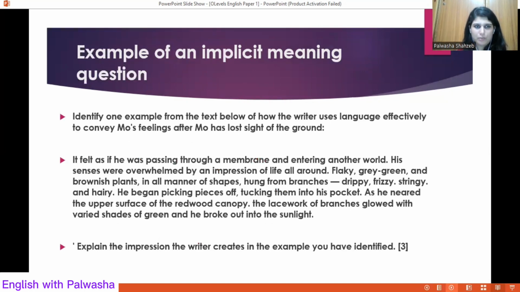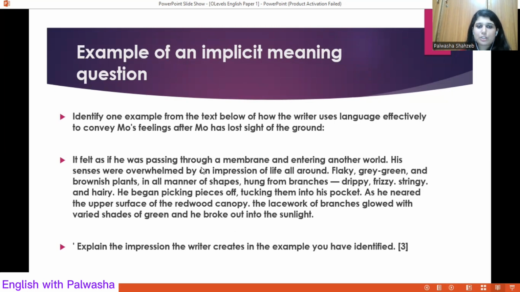Example of an implicit meaning question. Okay, this is a very important question. Identify one example from the text below of how the writer uses language effectively to convey Mo's feeling after Mo has lost sight of the ground. This was the text I have embedded. All right. Now explain the impression the writer creates in the example you have identified.